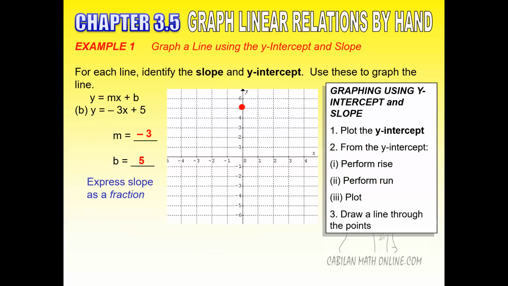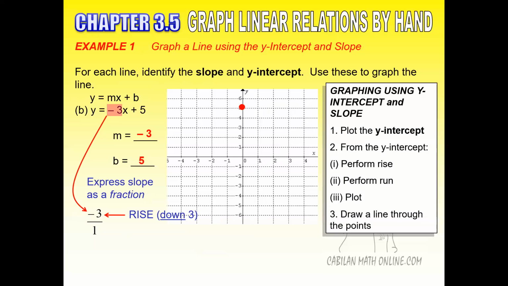express that as a fraction. So what we have here is -3 over 1. Now, please note that when you have a negative slope, the negative only applies itself to the numerator, which is the top number. You don't apply it to the bottom number. Now, what this -3 tells us is that from the y-intercept, we're going to go down 3. Okay, so that's what that -3 tells us.